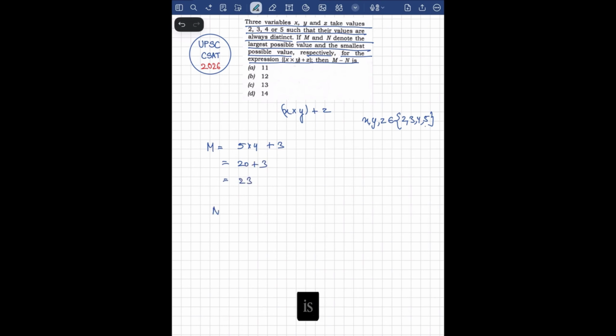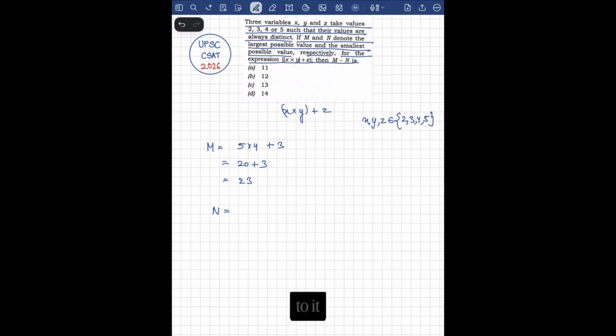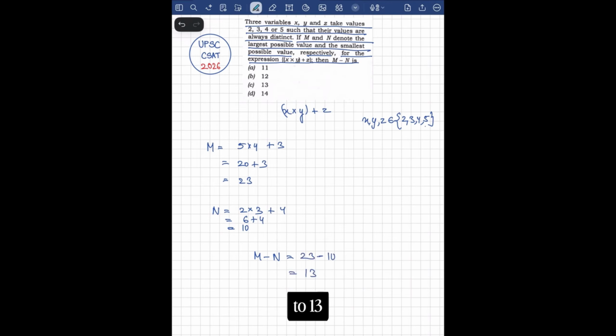Now we'll find n, which is the smallest possible value of the expression. So for the smallest possible value, we'll put the smallest numbers in the product and then add the smaller remaining number to it. So the smallest numbers are 2 and 3. 2 into 3 plus, now we'll add the smaller remaining number, which is 4. So n is equal to 6 plus 4, which is equal to 10. Now m minus n is equal to 23 minus 10, which is equal to 13. And this is our answer. So the correct answer is option C.